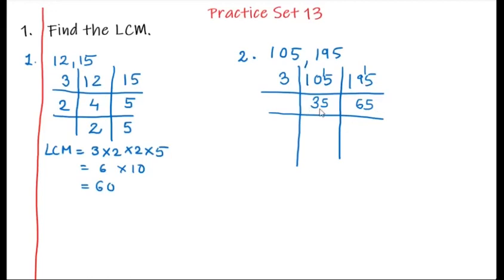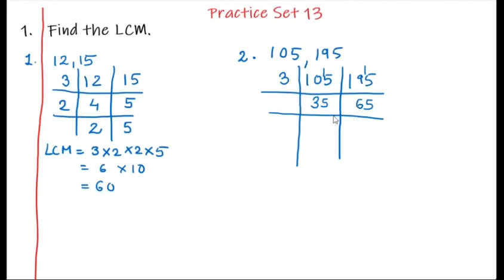They are not divisible by 2 because at units place we have 5. Now just add the digits of the first number. 5 plus 3, 8. 8 is not divisible by 3, means 35 is not divisible by 3. 5 plus 6, 11. 11 is not divisible by 3, means 65 is also not divisible by 3.